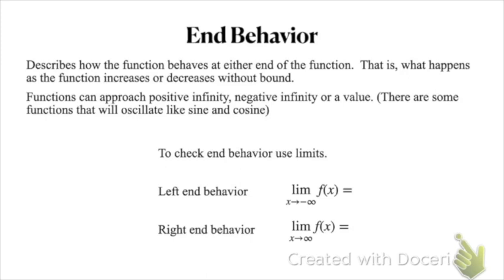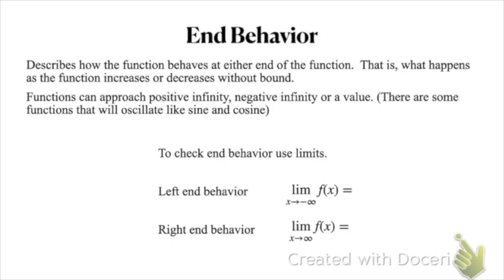So functions can approach positive infinity, negative infinity, or a value. There are some functions that will oscillate, like sine and cosine functions. They go back and forth between 1 and negative 1. But most of our functions are going to do one of the three things: infinity, negative infinity, or some value. So to check end behavior, we use limits.